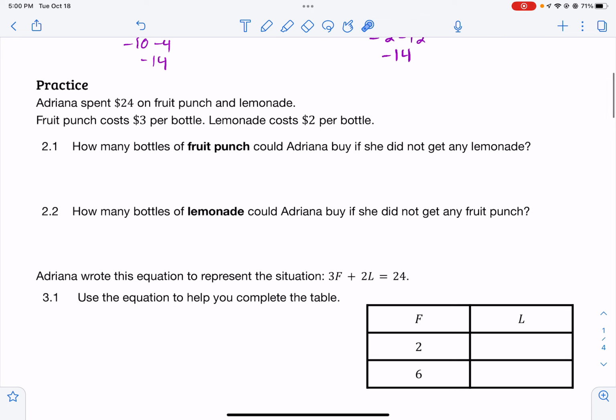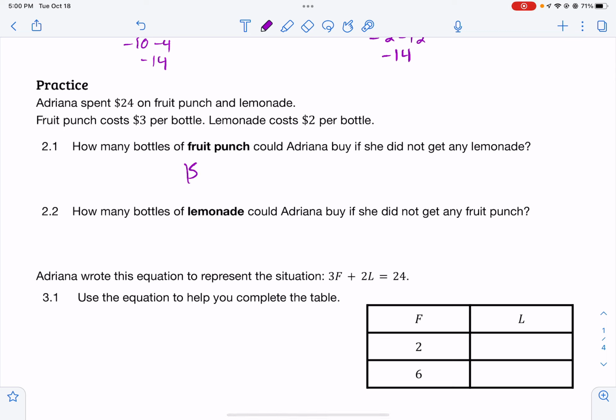Okay, so Adriana spent $24 on fruit punch and lemonade. So we know the cost of fruit punch, $3 per bottle. We know the cost of lemonade. So it asks, how many bottles of fruit punch could Adriana buy if she did not get any lemonade?